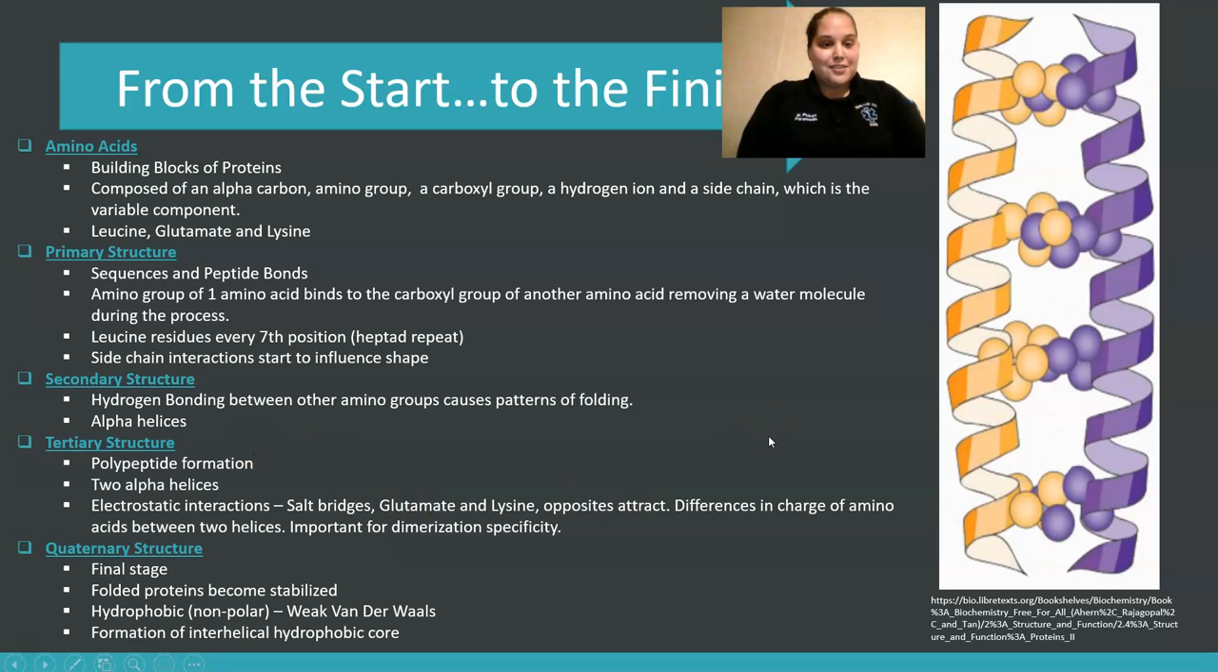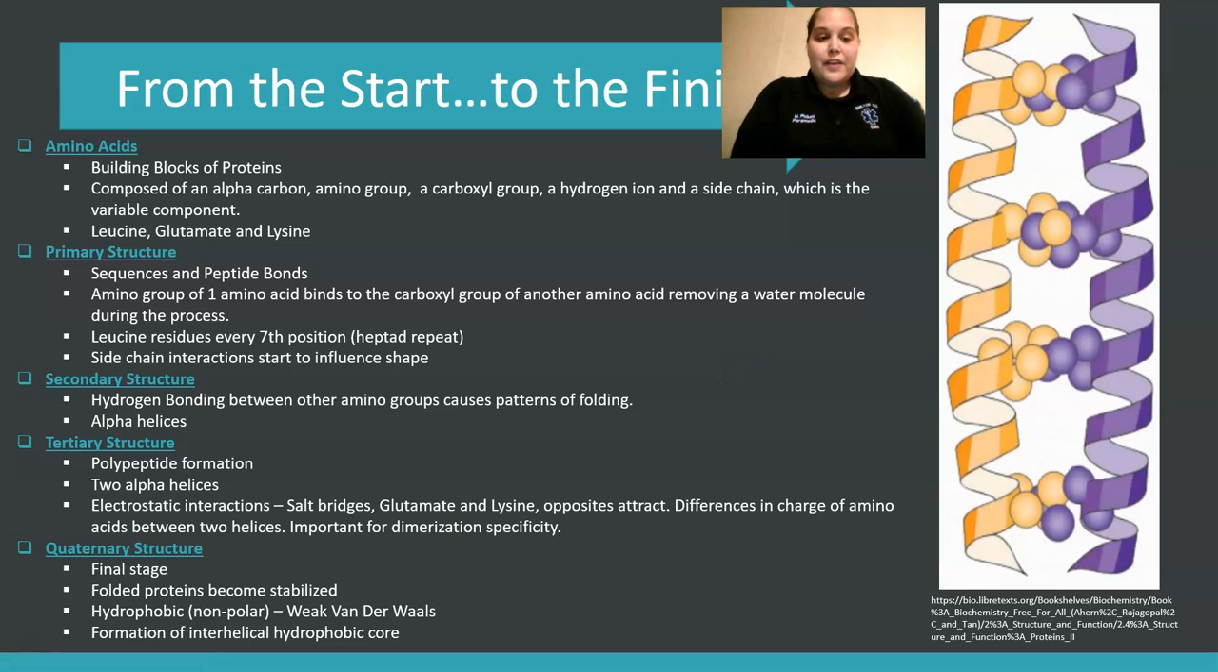Moving on to secondary structure, the hydrogen bonding between amino groups is really what starts causing the patterns of folding in the proteins, and this is when we actually get our alpha helices. We're actually going to get 2 alpha helices, and in doing this, we're going to be moving on to the tertiary structure.